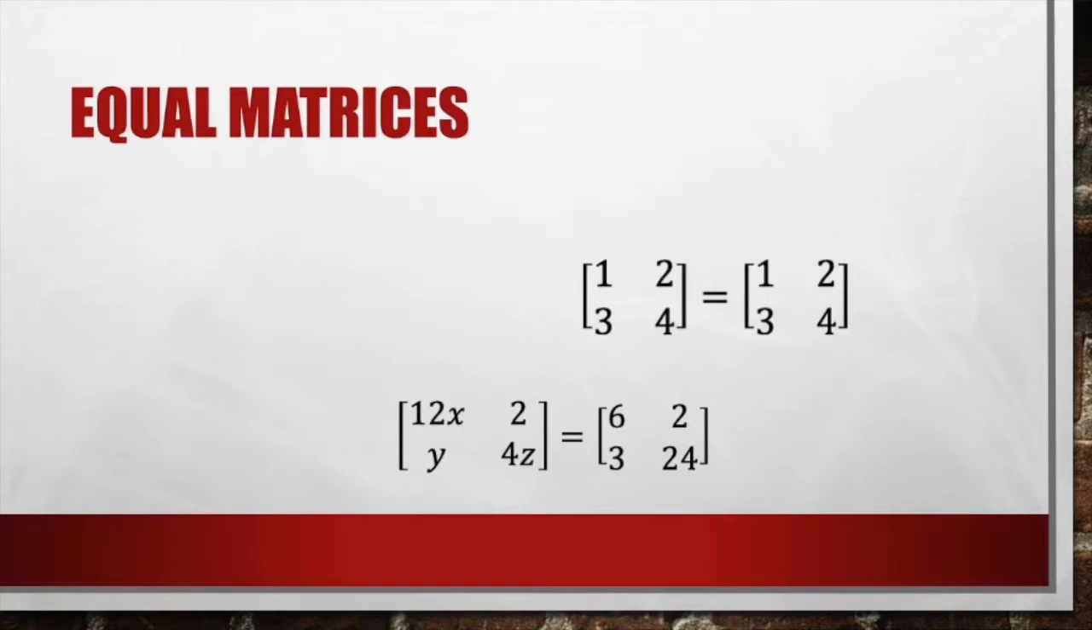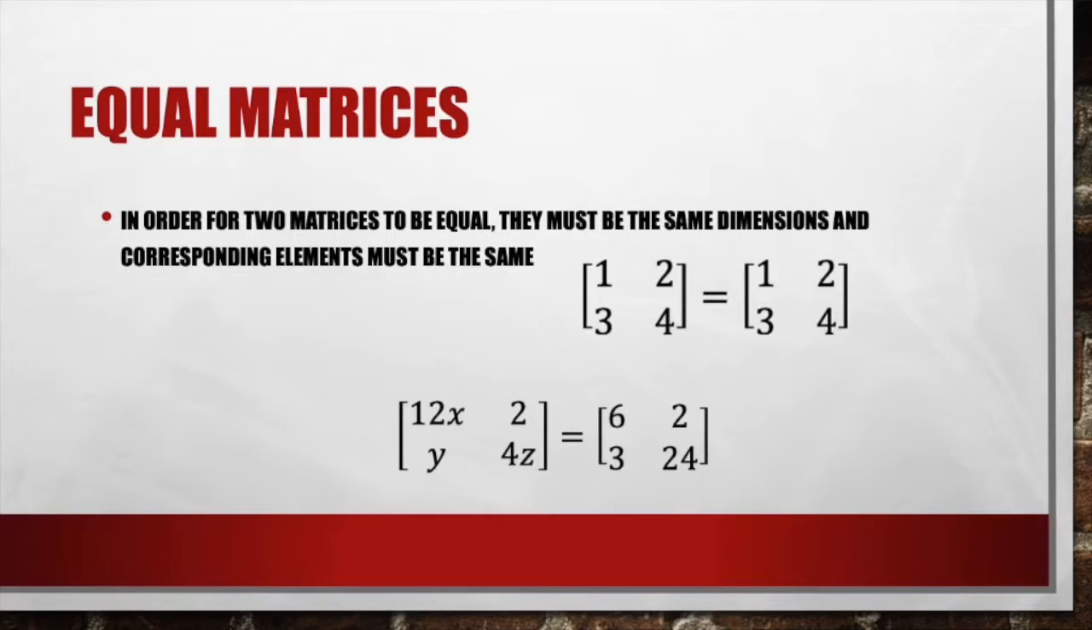All right, now let's talk about what it means to have equal matrices. In order for 2 matrices to be equal, they must have the same dimensions, and the corresponding elements must be the exact same thing. So the ones at the top there are equal matrices. They're both 2 by 2s, and they have the exact same elements. For example, the top left has the top left, the bottom right has the same bottom right, and each of the pieces are exactly the same.